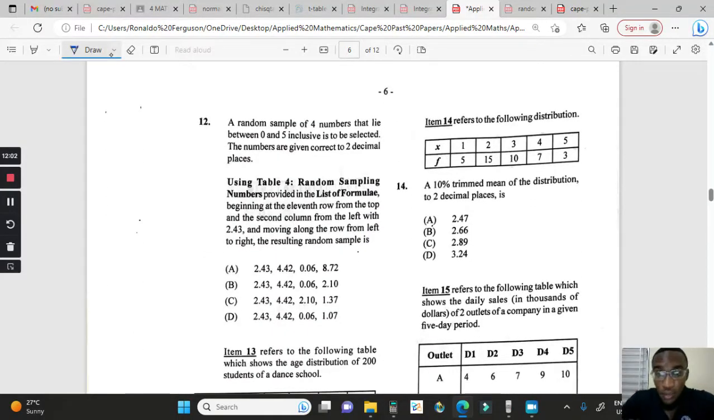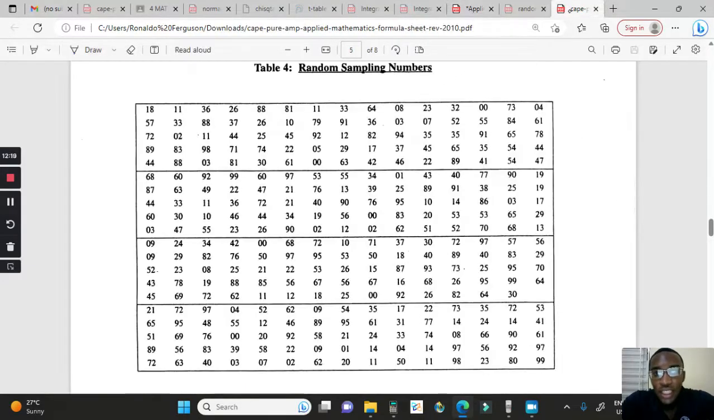Now, students, remember this question right here. It says a random sample of 4 numbers that lie between 0 and 5 inclusive is to be selected. Numbers are given correct to 2 decimal places using table 4. So I'm going to show you. This is the formula sheet that they give you. This is table 4, right? It's going to be on page 5.